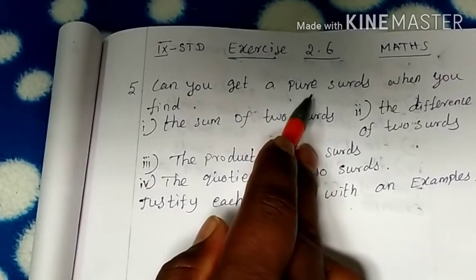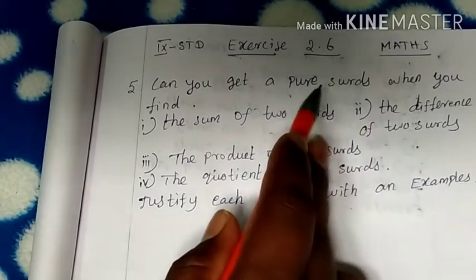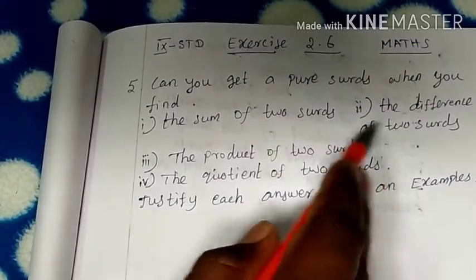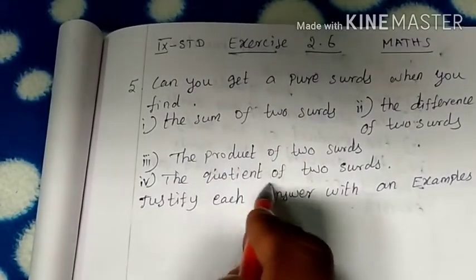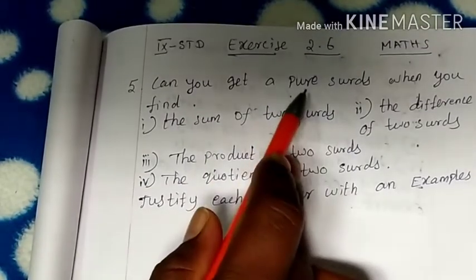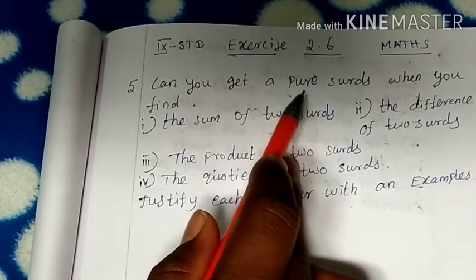Just verify that. Then, is the difference of two surds a pure surd? This also we want to verify. Then, is the product of two surds a pure surd? Then, is the quotient of two surds a pure surd? This is your verification question.